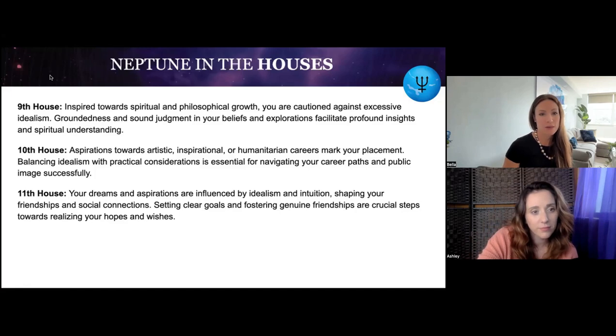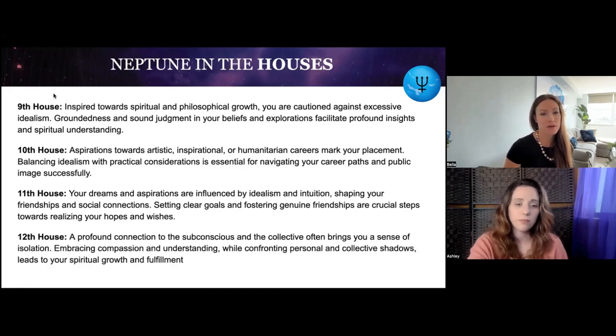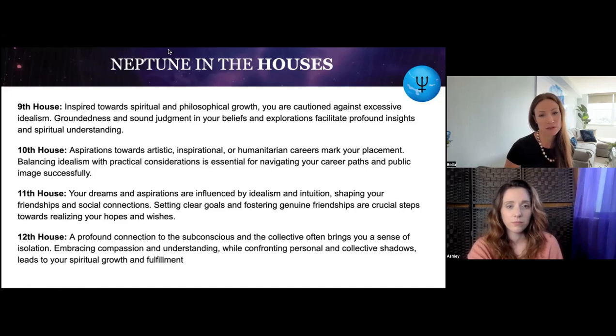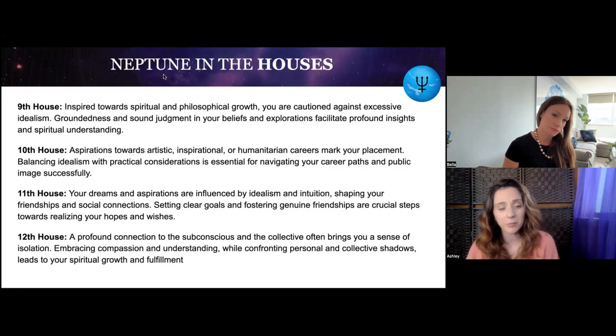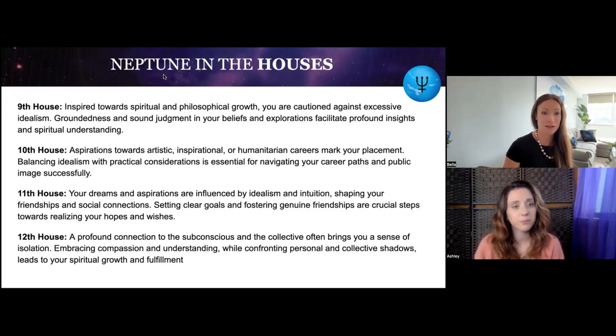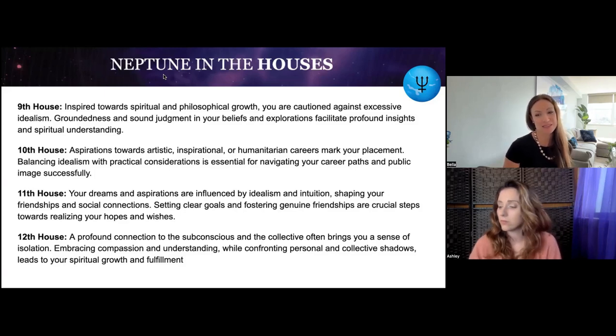And then the very last placement that you can have is Neptune in the 12th house. And here we find a profound connection to the subconscious and the collective, and it often brings a sense of isolation. Embracing compassion and understanding while confronting personal and collective shadows leads to your spiritual growth and fulfillment. Yep, that's mine. 12th house. And when it gets dark and difficult, it can be very confusing. But then what comes out in the higher frequency, in the higher octave, is very beautiful and very harmonious, because it really knows how to navigate the 12th house. If any planet does, Neptune does.